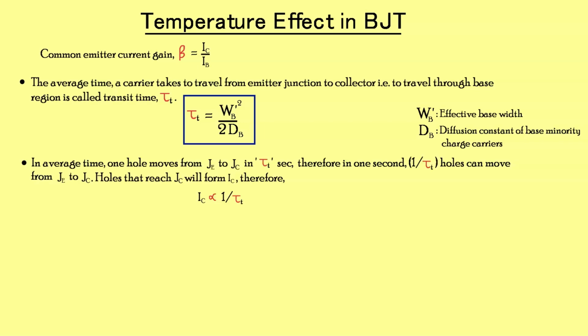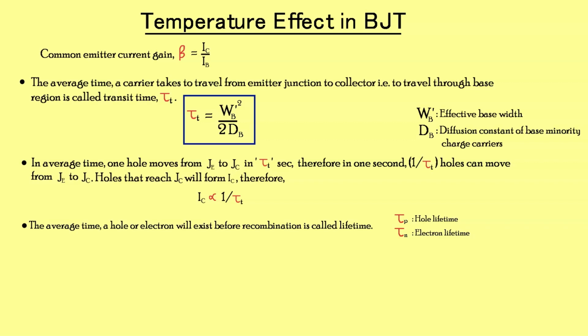On average, one hole moves from the emitter junction to the collector junction in transit time seconds. Therefore, in 1 second, 1 upon transit time holes can move from the emitter to the collector junction. Holes that reach the collector junction will form the collector current. Therefore, collector current is inversely proportional to transit time.